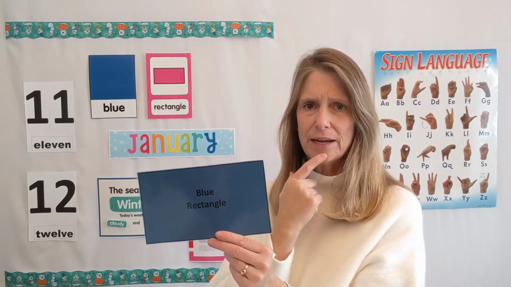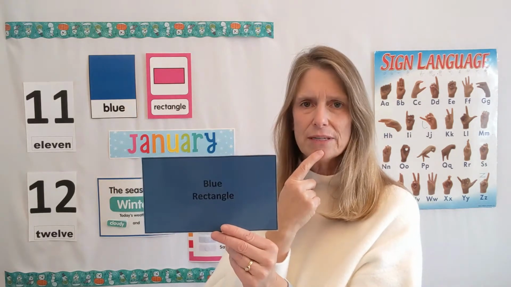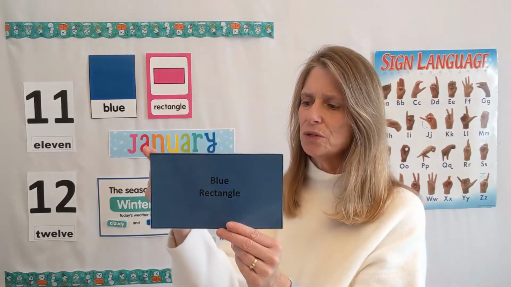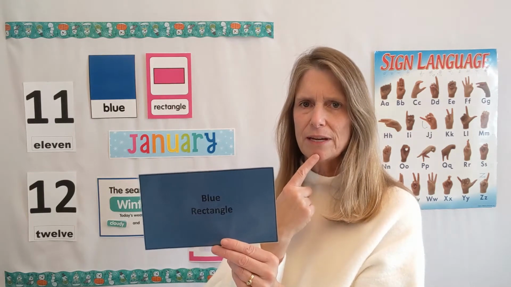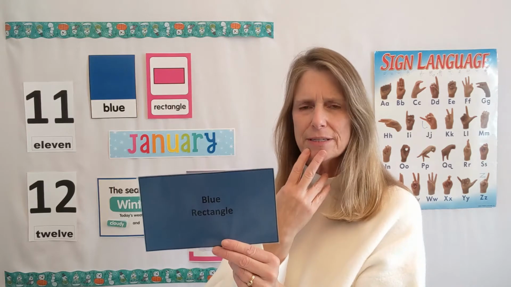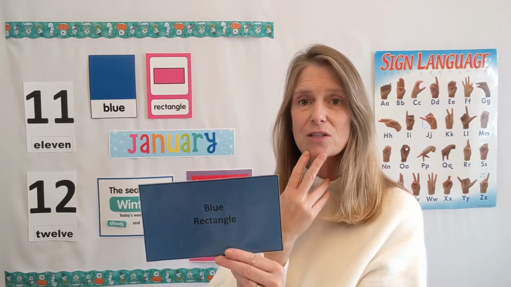We learned another shape that had 4 sides, didn't we? Okay, we'll come back to that. How many corners does it have? 1, 2, 3, 4. We learned another shape that had 4 corners. Does anybody remember what that shape was called? It was called a square.